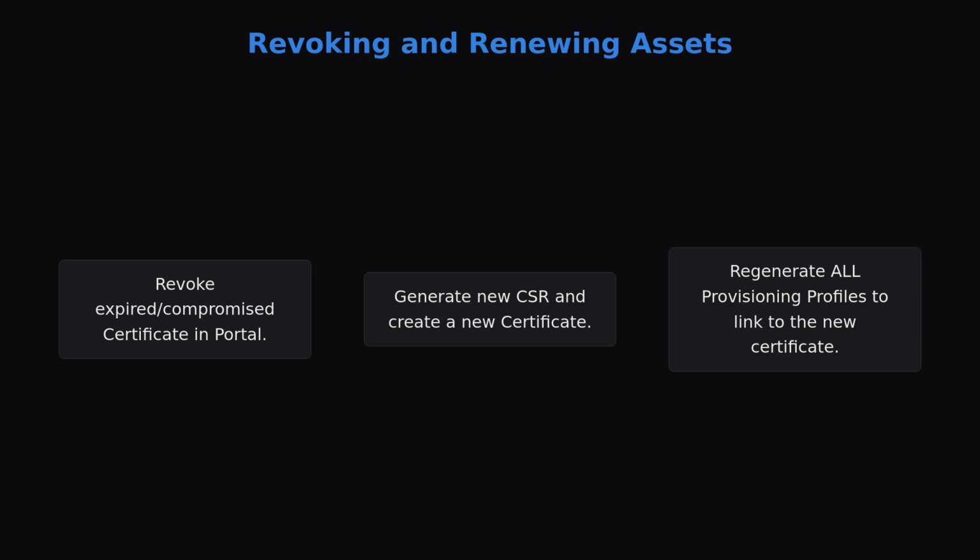Revoking a certificate immediately invalidates all associated profiles, preventing further application signing until a new certificate is created and new profiles are generated. Revocation is necessary if a private key is compromised or if the certificate limit, typically 2 per type, has been reached. To renew, generate a new certificate signing request and upload it to the portal to create a new certificate. Always download and install the renewed certificate first, and then regenerate all affected provisioning profiles to ensure they link correctly to the new valid certificate.